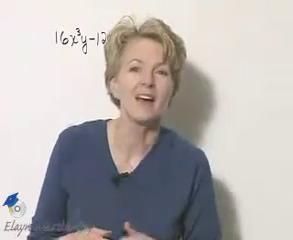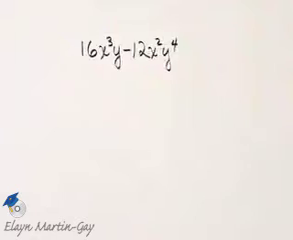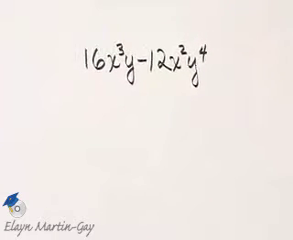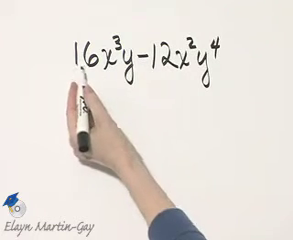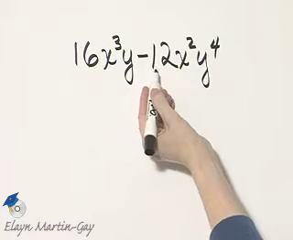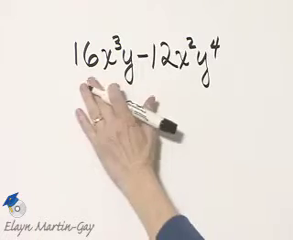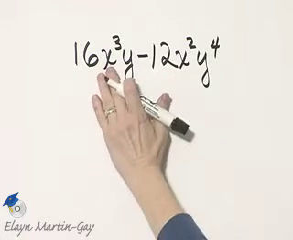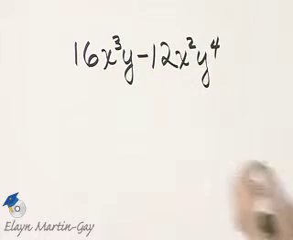So keep all of that in mind, and let's factor the following binomial. What's the first step? Remember, we want to see if there's any common factors in these 2 terms, 16x cubed y and plus or minus 12x squared y to the 4th, depending on how you want to think of this. Notice there's a common factor of 4. Notice there's a common factor of x squared and a common y.